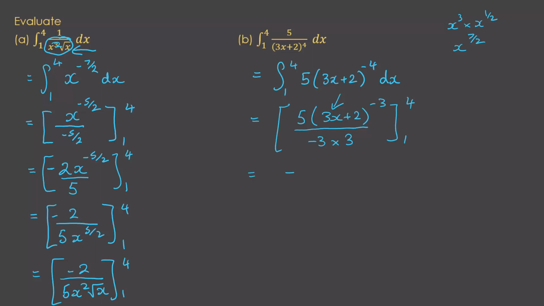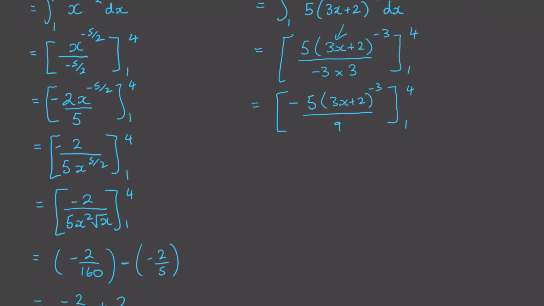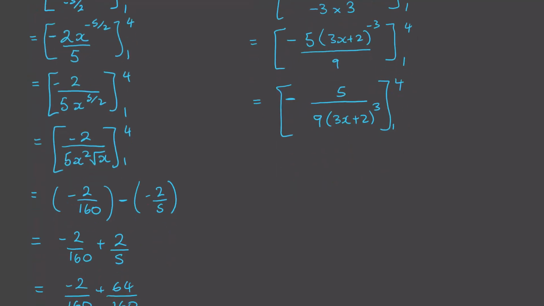So that is going to be negative 5, 3x plus 2 to the negative 3 over 9. And if I'm going to substitute numbers in there, I'd rather have a positive index. So I'm going to make this negative 5 over 9, 3x plus 2 cubed, from 1 to 4.